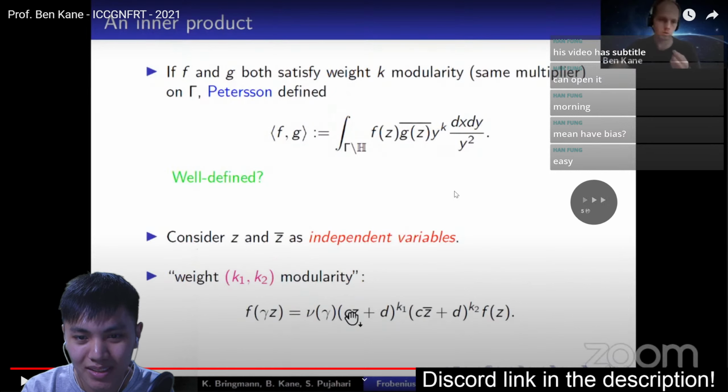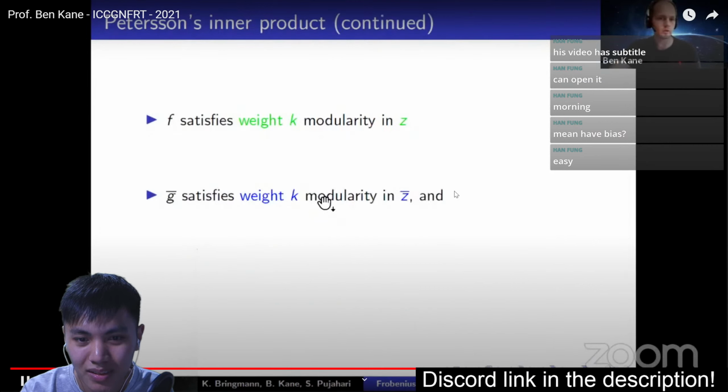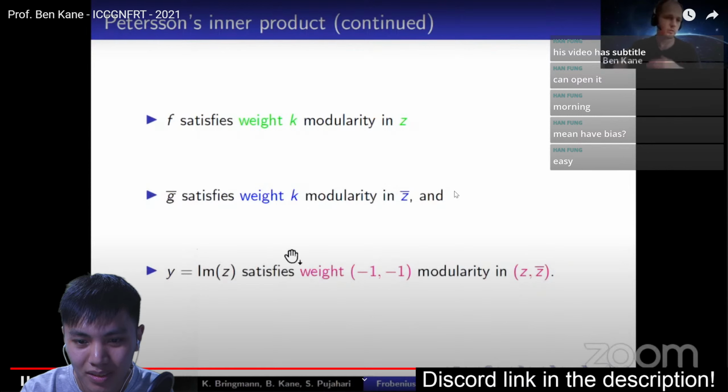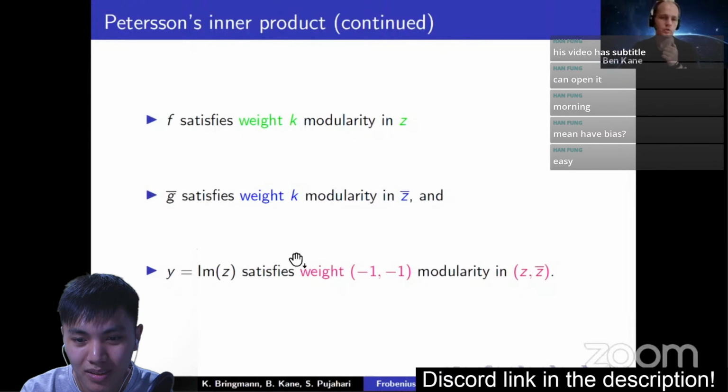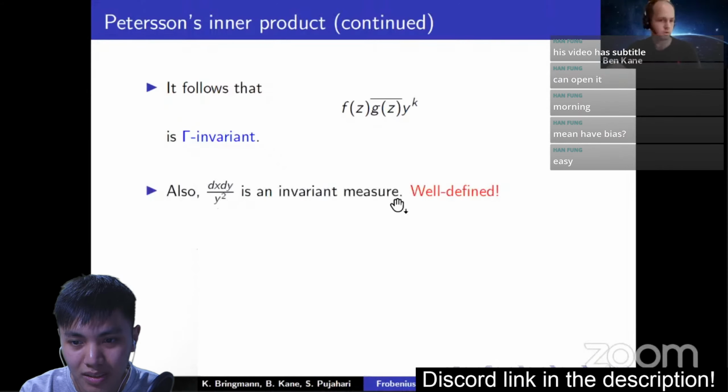The product has weight k, and the other has weight minus 1. The change of variable, computing using the fact that the determinant is 1, you can actually show that this is a modular object of weight minus k. And so when I multiply them together, this becomes invariant because this is weight k and this is weight minus k, so I get 0, that's invariant. And the measure is also invariant, you can prove that, so everything is well defined.